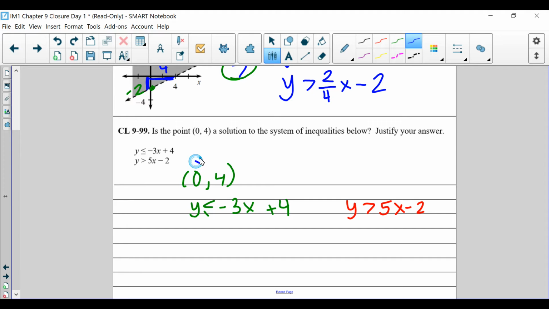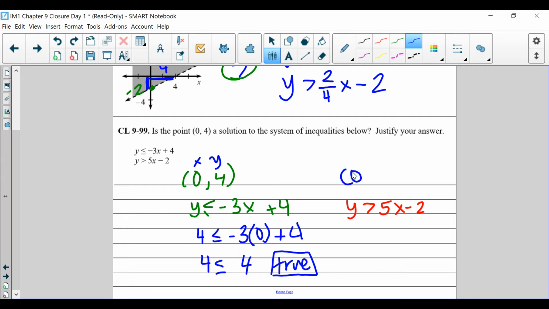(0, 4) is what we have. This is x, this is y. Y would be 4. Then we're going to write 3, and then instead of x, we're going to write 0, plus 4. Then we notice 4 is less than or equal to 4, which is a true statement. Since it's true, we know (0, 4) works for that inequality.